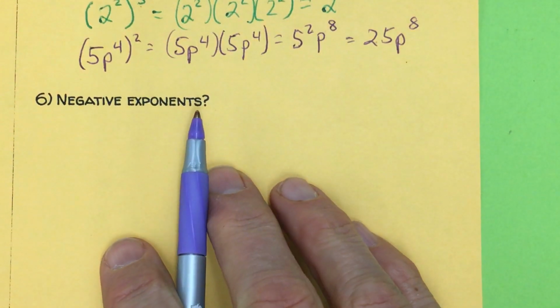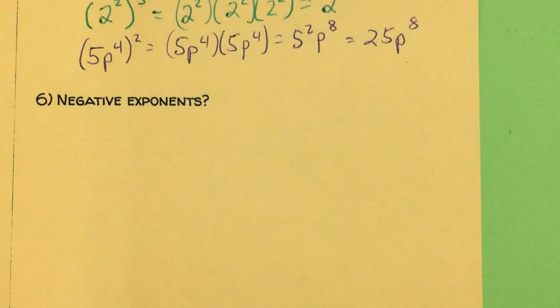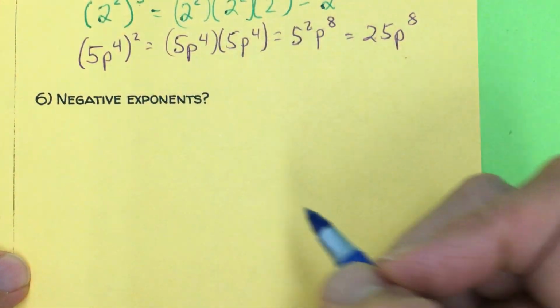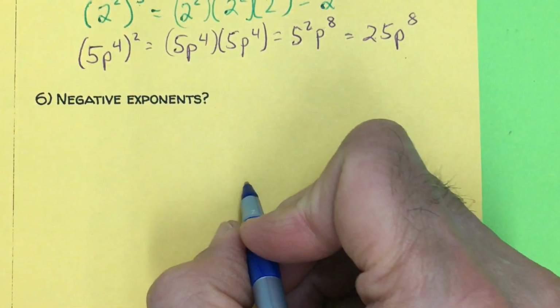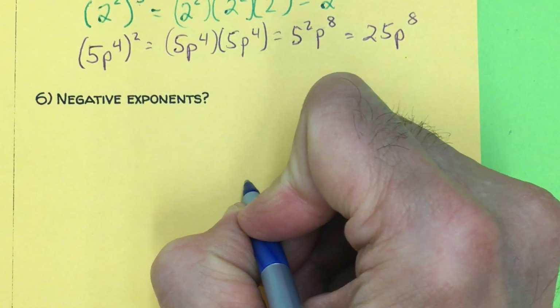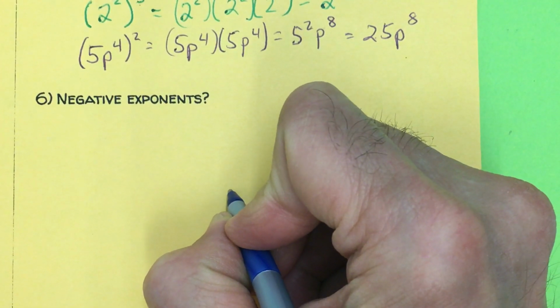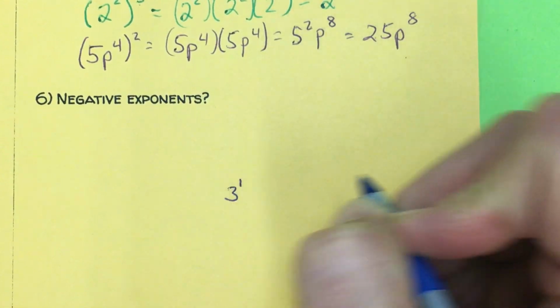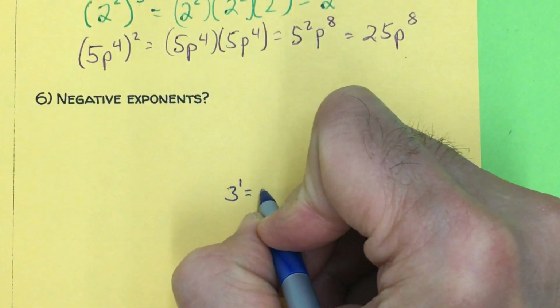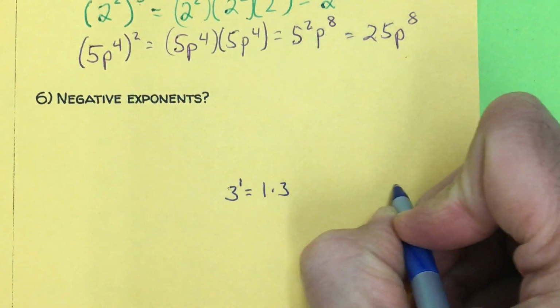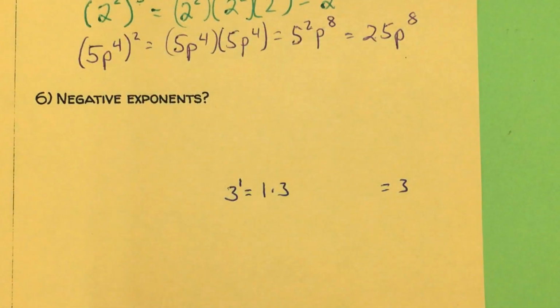All right, this is where it gets very interesting. What do you do when you have a negative exponent? I'm going to do a little logic here with you. Let's say I've got the number 3. 3 to the 1st power equals 1 times 3. That equals 3.